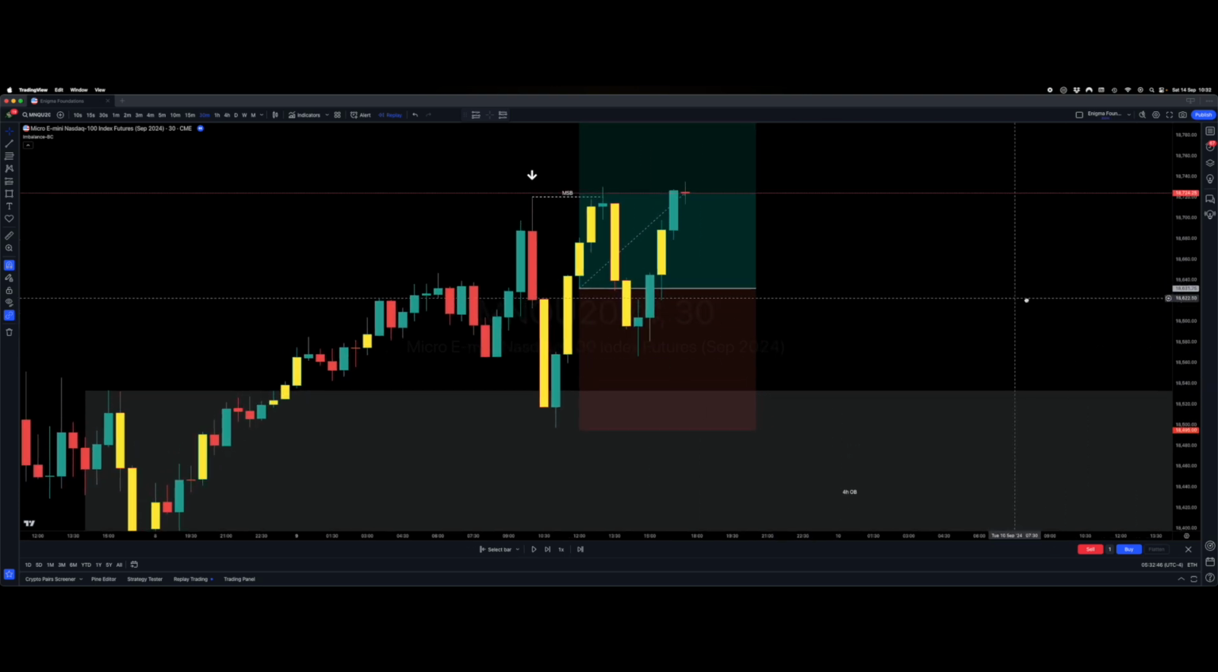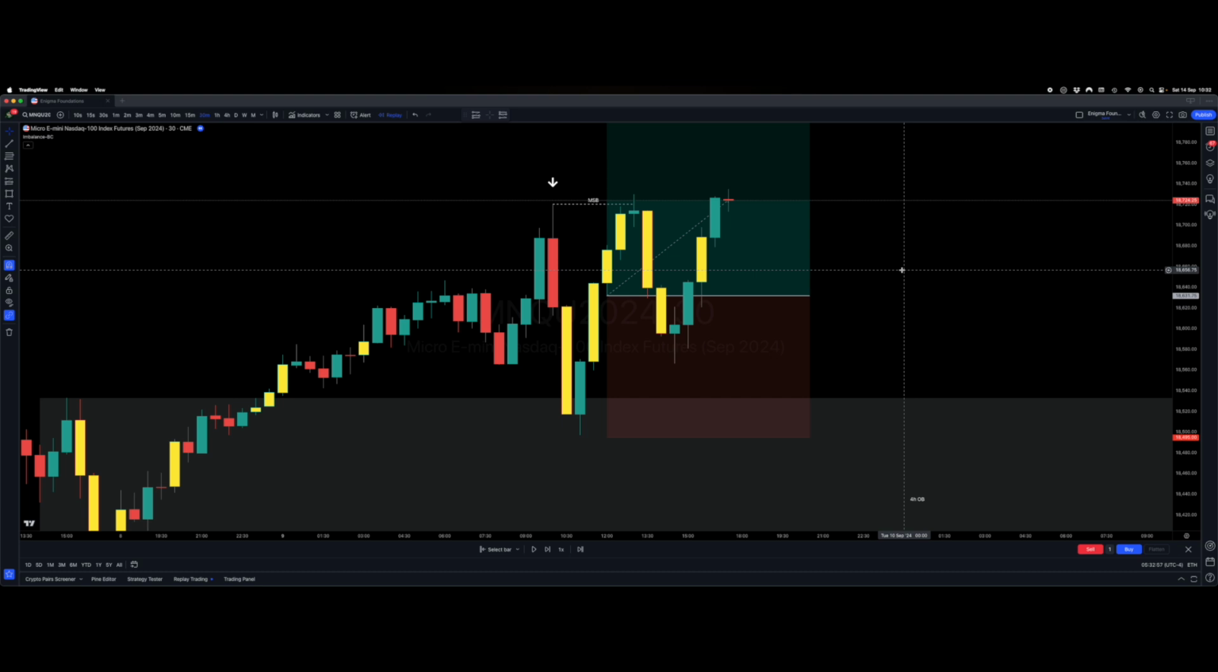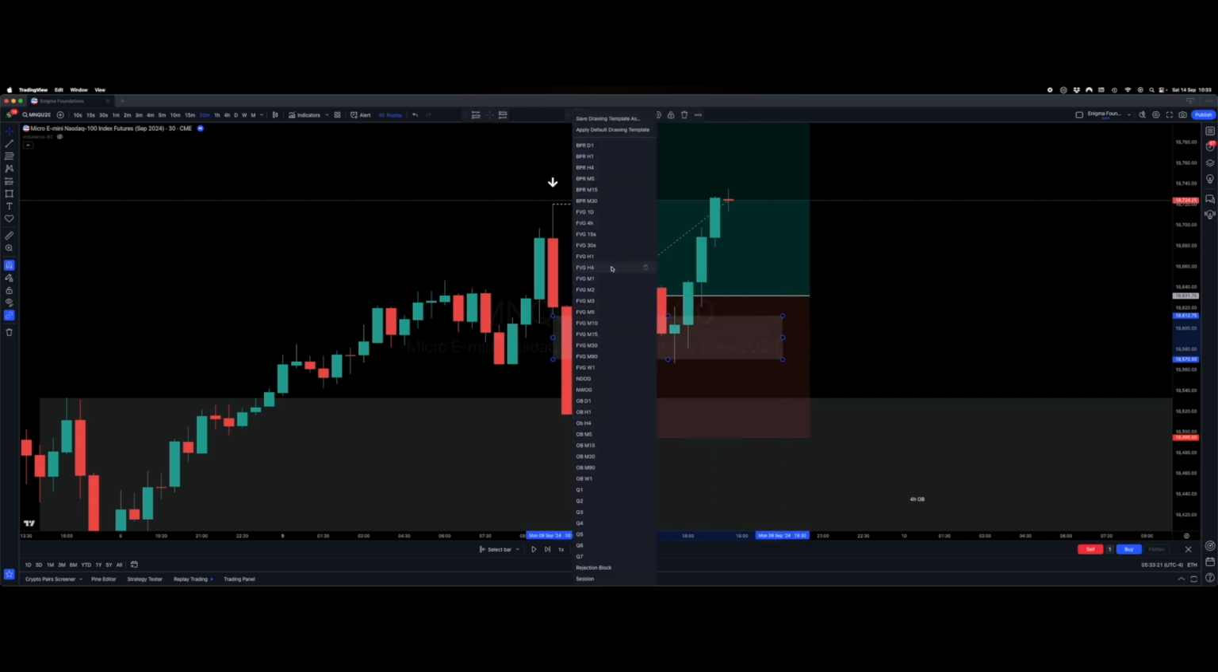Right. The third concept I want to cover is understanding that balanced price ranges increase the chances of your PDA supporting price. Now, what is a balanced price range? A balanced price range is simply where you have two fair value gaps next to each other. So you'll see that we have a bearish fair value gap here and a bullish fair value gap here. This is a balanced price range. A balanced price range supports fair value gap entries.